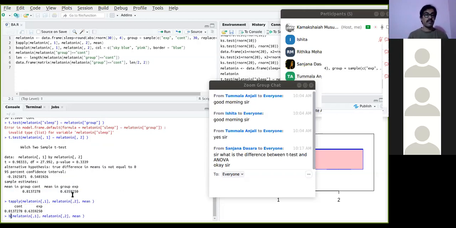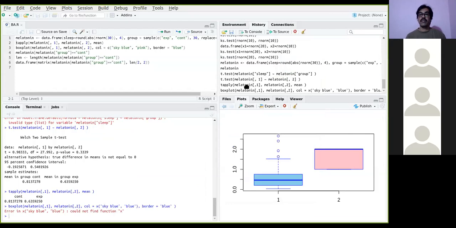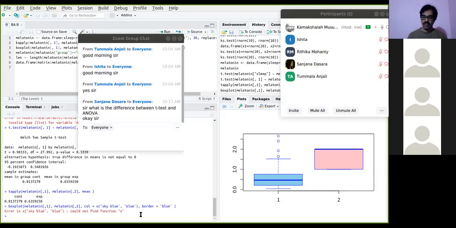Instead of t-test, I can say box plot. Okay. Now, code. Let's take two different colors, sky blue, and then I take blue. Now, border is equal to blue. Now let's see if we get it. The difference is sky blue is not there. Couldn't find function. Oh my. I'm doing a lot of mistakes.